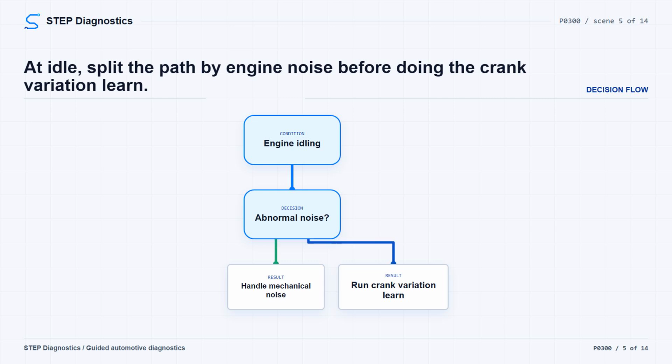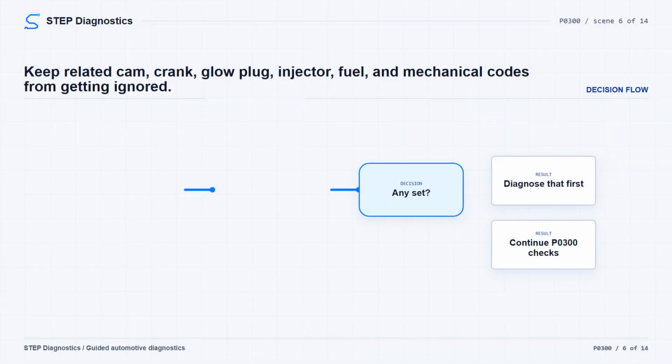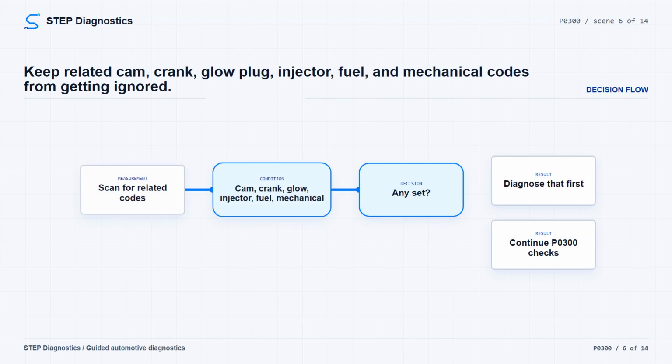If the engine sounds normal, perform the crankshaft position variation learn with the scan tool. Next, verify there are no related codes for the camshaft position sensor, crankshaft position sensor, glow plugs, fuel injectors, the fuel system, or mechanical condition. Do not ignore those. If one is set, diagnose that related direction first. If no related code is set, stay on the P0300 verification path.